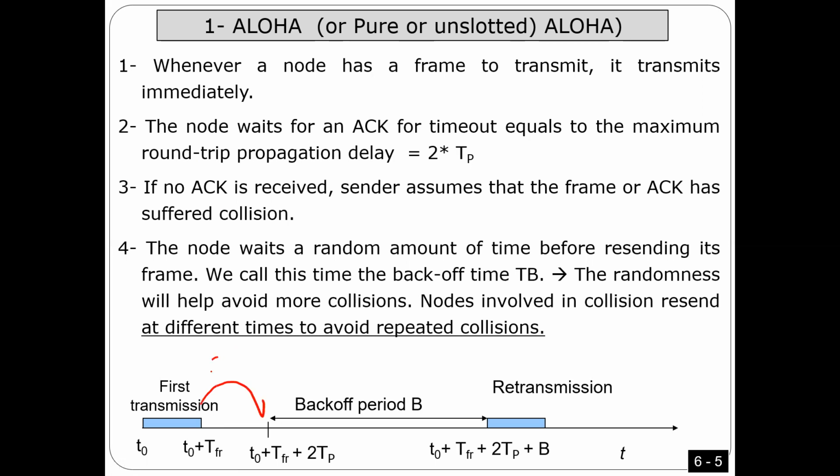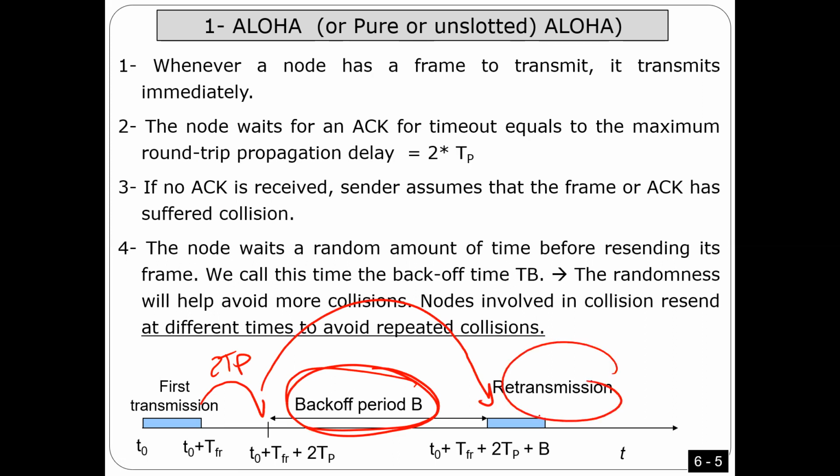I'm going to wait 2 TP. Is that okay? From here to here. If I don't receive acknowledgement, I'm going to wait for a random time. We call it backoff time. And then I'm going to try again, retransmit again. Any questions? Very simple, right?